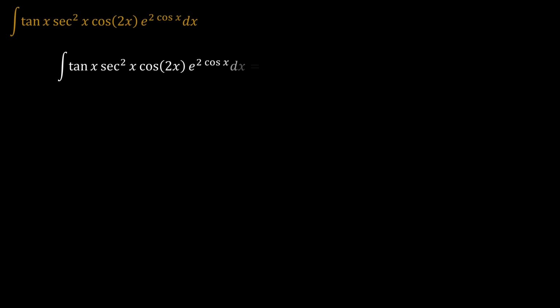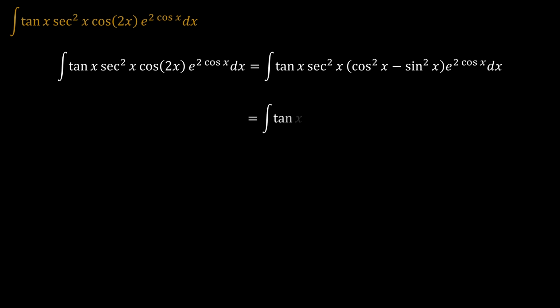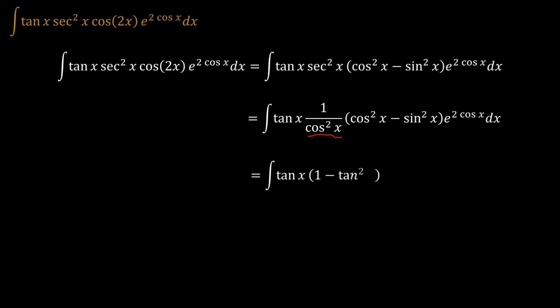So the first thing that we would do here is decompose the double angle formulation. The cosine 2x can be decomposed to a single angle formulation, which is cosine squared x minus sine squared x. And then we'll keep the other terms as they are. And we know sec squared x is the same as 1 over cosine squared x. So when this cosine squared x gets multiplied across, that becomes tangent x times, in brackets, 1 minus tangent squared x, times e to the power 2 cosine x.